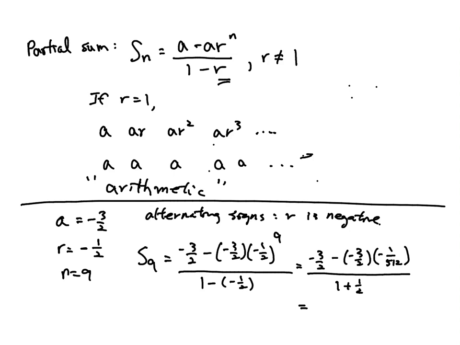Really quick, let's see what we have here. So this is negative 3/2 minus negative 3 over 1024, over 1 plus 1/2, which is 3/2. Actually, I'm running out of space. I have very poor space management.